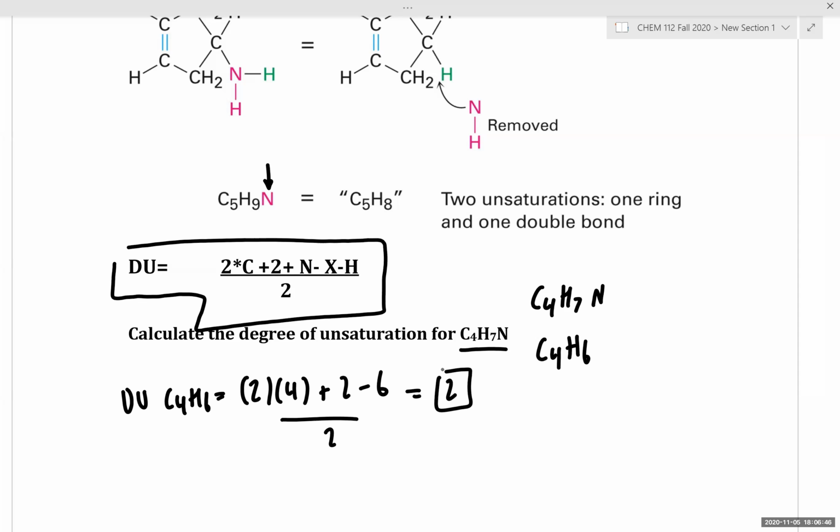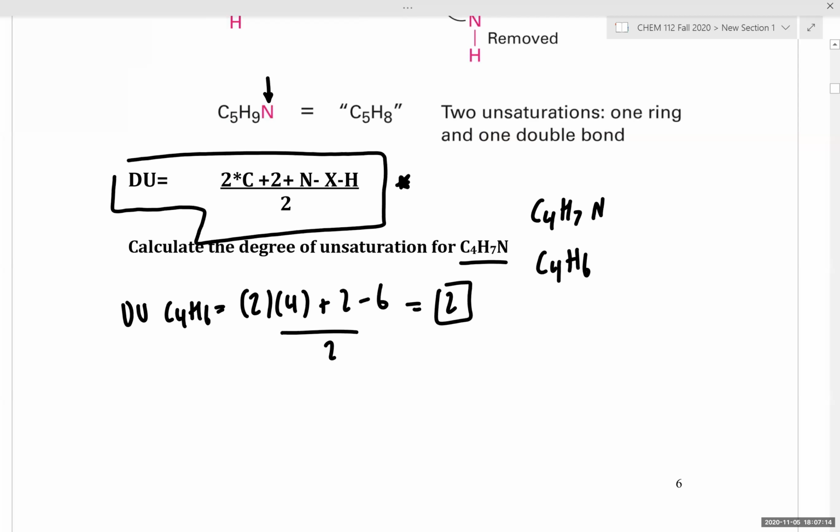Now, let's see if the long form equation matches our proposed degree of unsaturation calculation. Let's take a moment to calculate the DU using this long form equation and share our responses in the chat. Continuing on, does anyone have a proposal for the degree of unsaturation for C4H7N?